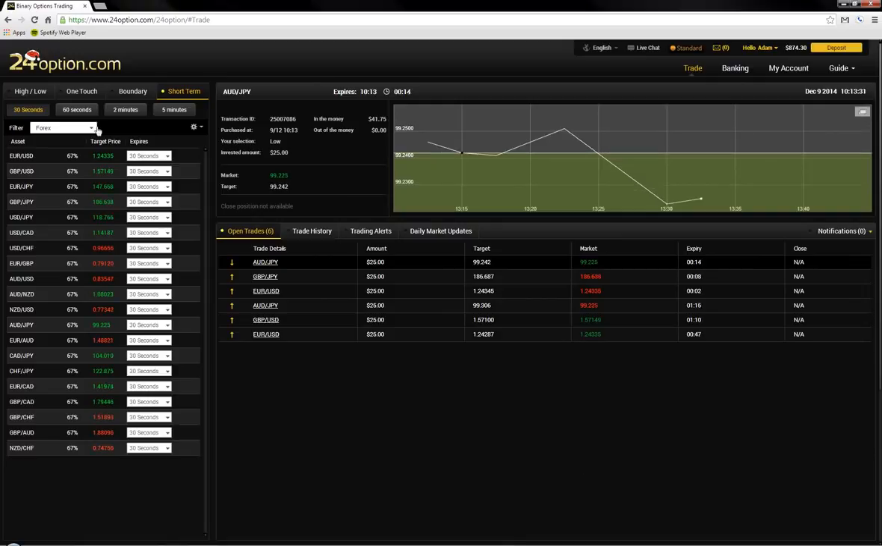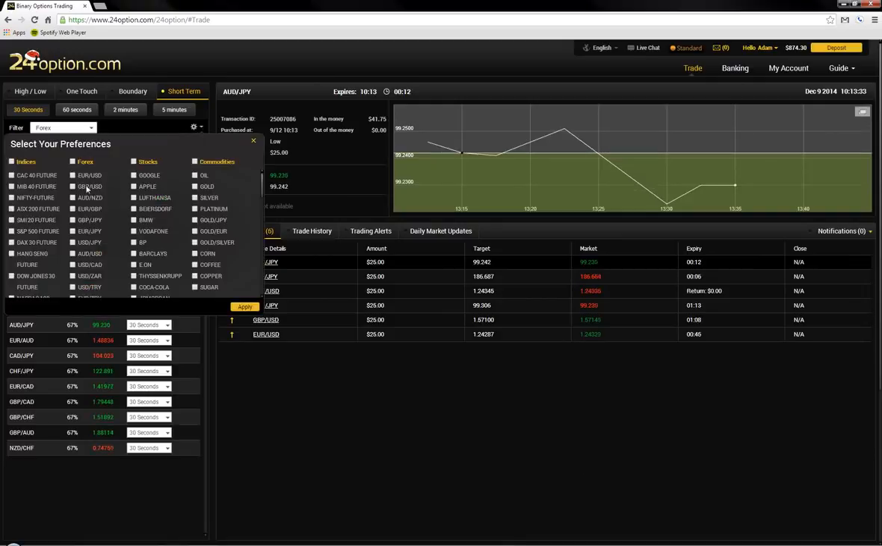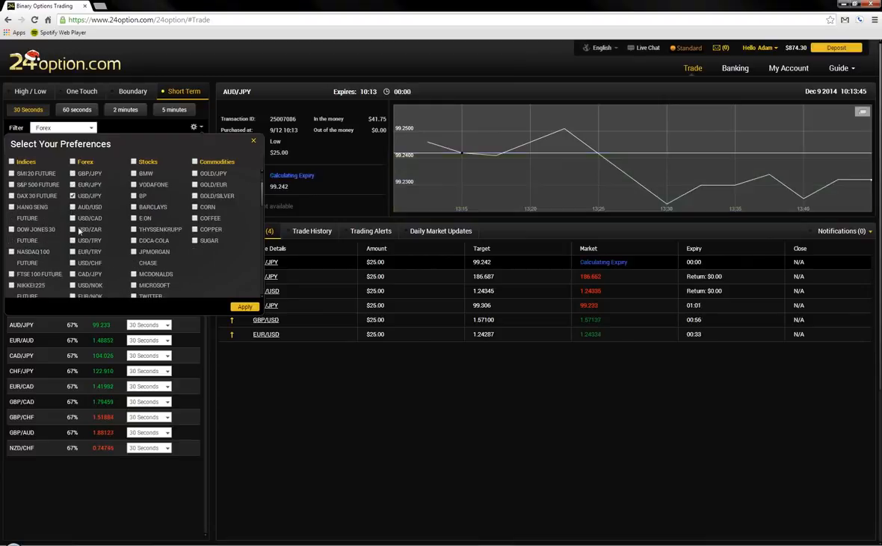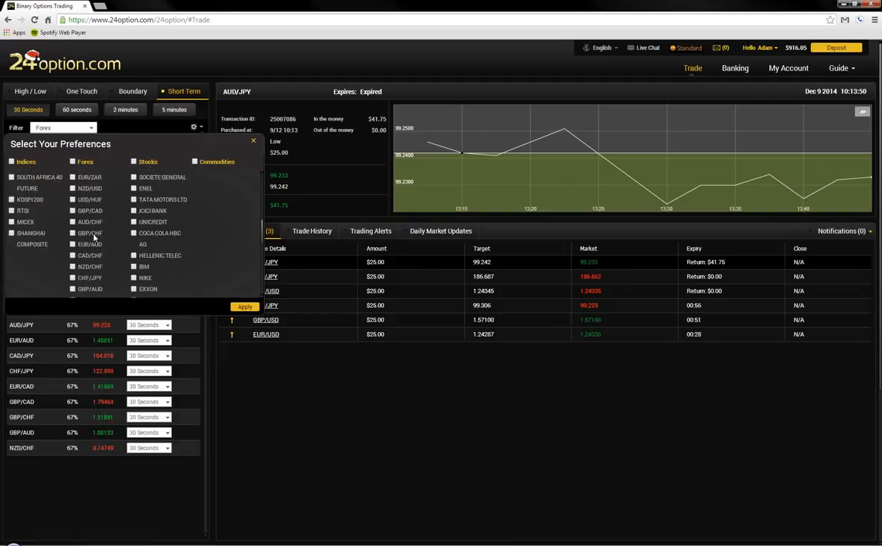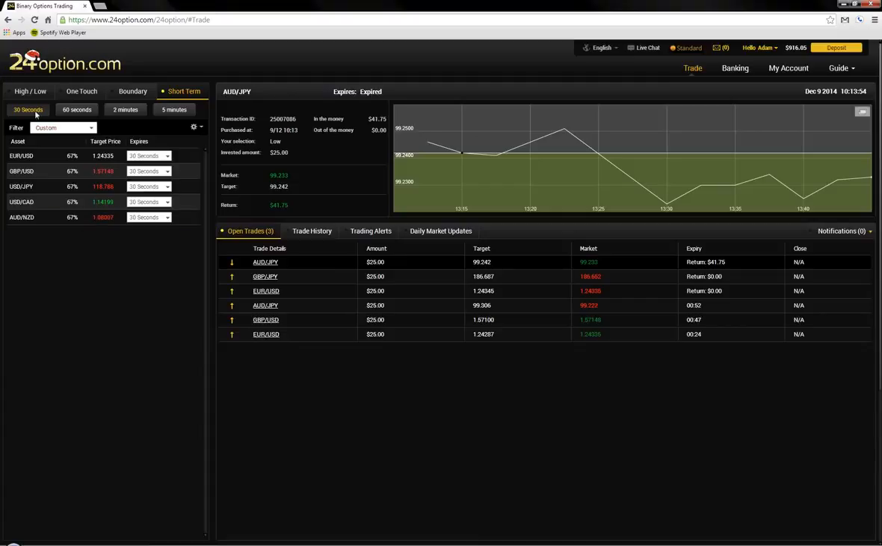I'm trying to think if I missed anything. They do have the filters here, and you can also go through here and pick your pairs. This is one of the other things I like. If you have pairs that you like, I like Euro AUD, NZD, Euro GBP is not one of my favorites, USD JPY, AUD USD. And where's AJ? Good enough. You hit apply. There are the pairs you picked. So if you're looking at a certain set of pairs, it's very easy to filter, and that filter lasts through from 60 seconds to 2 minutes to 5 minutes.